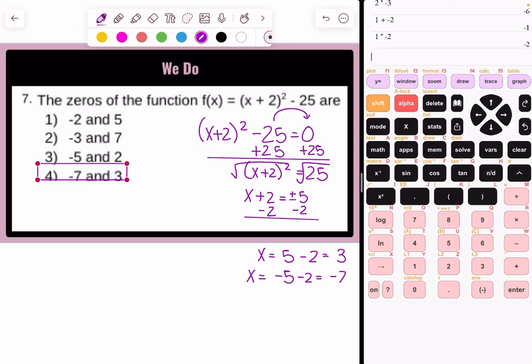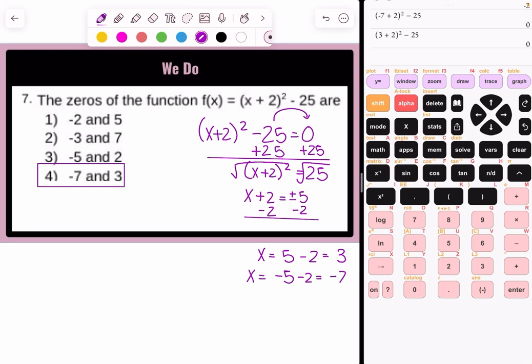You could also check and see if these answers are correct by plugging in what you know. I just found, well, what I think I know. I found that my x might be negative 7, so let me plug it into the original equation. Negative 7 plus 2 squared minus 25. Make sure I end up getting 0 out. All right, let's try it with 3. 3 plus 2 squared minus 25. I get 0. Good job.